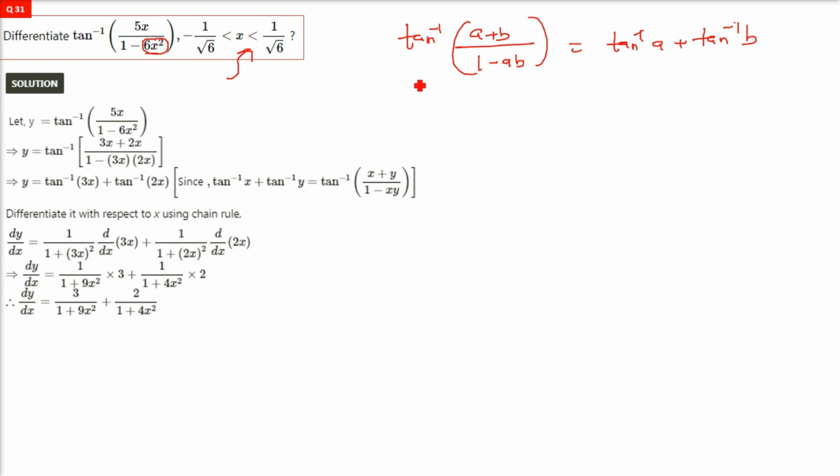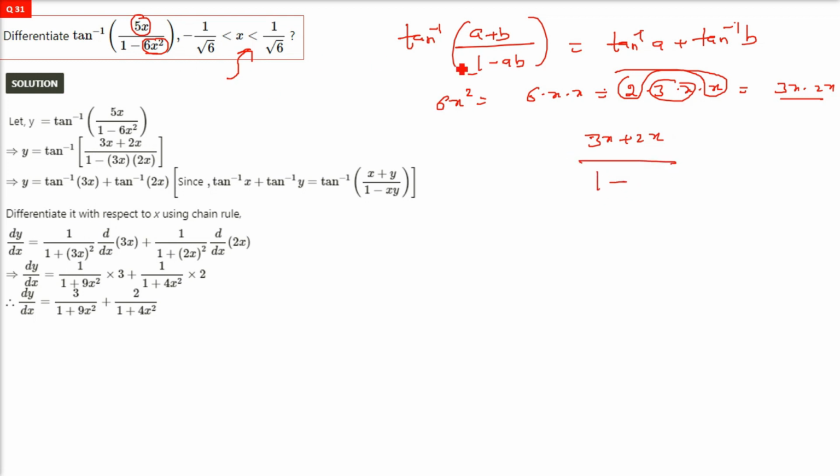We have 6x square here. 6x square can be written as 6 into x into x. 6 can be written as 2 into 3, so this is 3x into 2x. Basically 6x square can be written as 3x into 2x, because 3x plus 2x, when we add, forms 5x. So 1 minus 6x square will be written as 1 minus 3x multiplied by 2x. This is your a, this is your b.